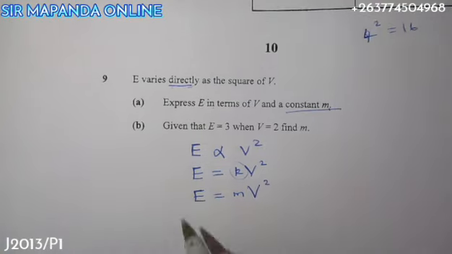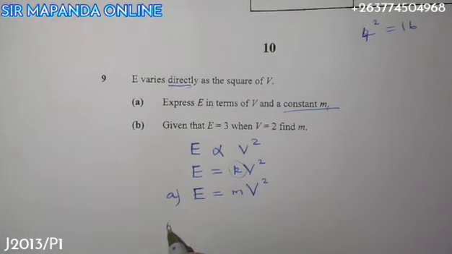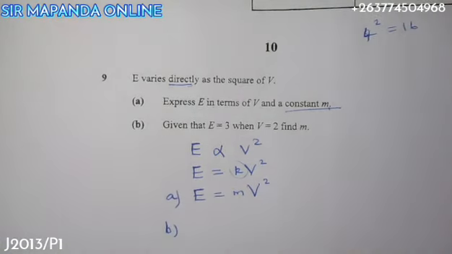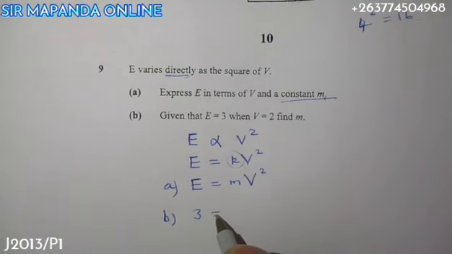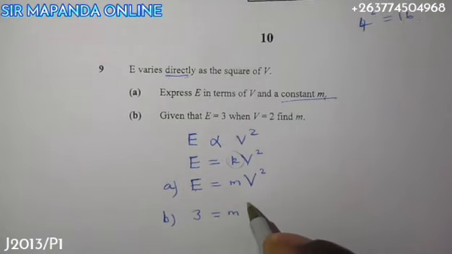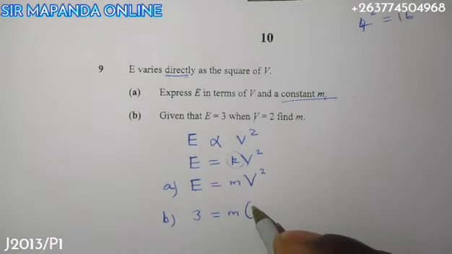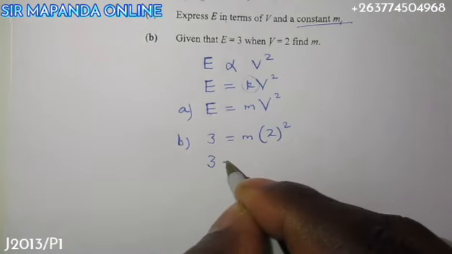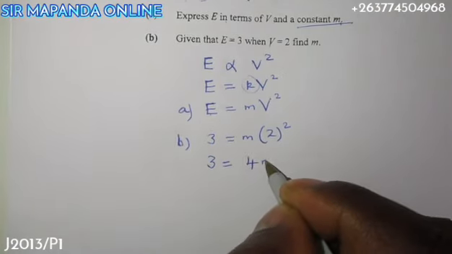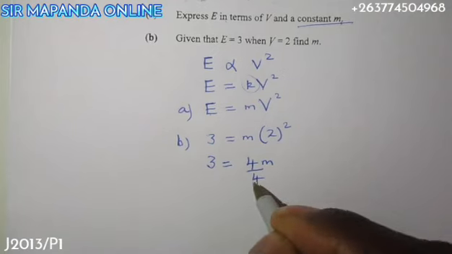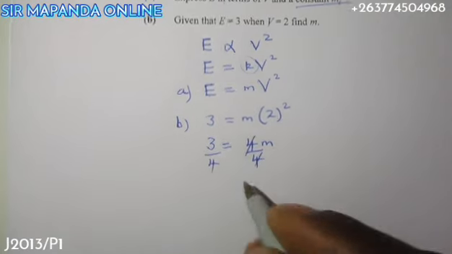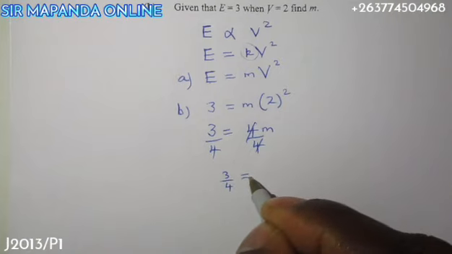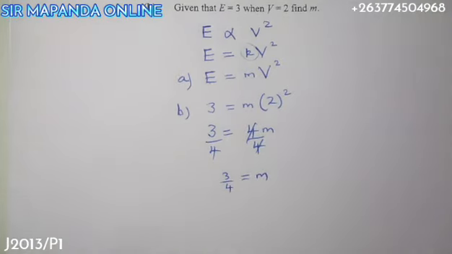So E is equal to M V squared. Let us move on to part B. Given that E is equal to 3, when V is equal to 2, find M. So it's now simple. You are going to put 3 on E is equal to M, open bracket, V is equal to 2. You put 2 on V, then you raise it by power 2. So you get 3 is equal to 4 M. Then you divide both sides by 4. You get 3/4 is equal to M, and this is your final answer.